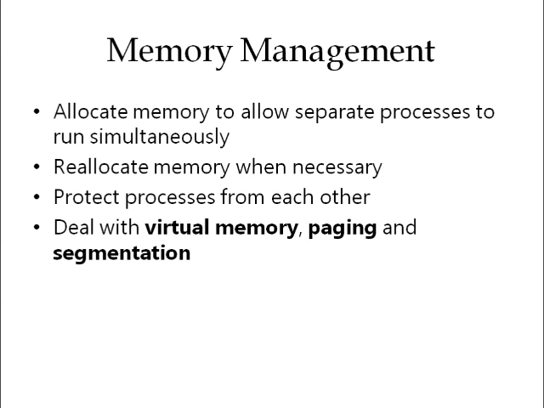We allocate memory to allow separate processes to run simultaneously. We reallocate memory when necessary, otherwise a job that is finished would still take up the memory space. Processes must be protected from each other, so that one job cannot intrude on another. Memory management is used to deal with virtual memory, paging, and segmentation, which are solutions to a memory management problem we'll be learning about shortly.